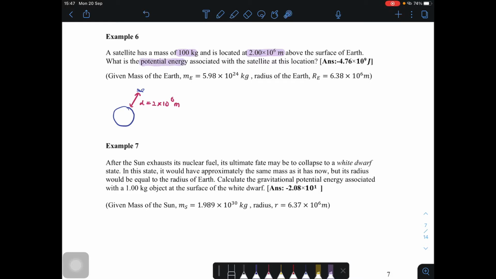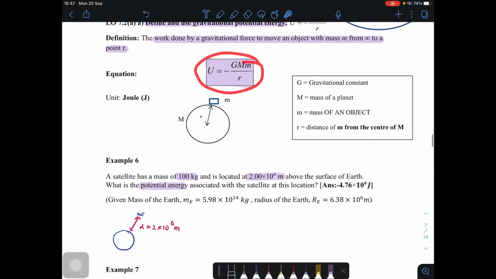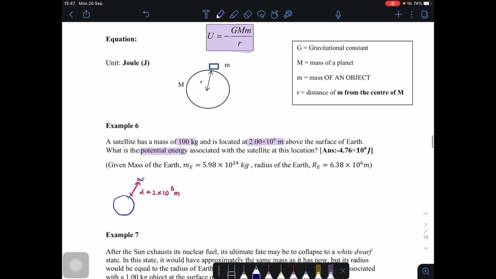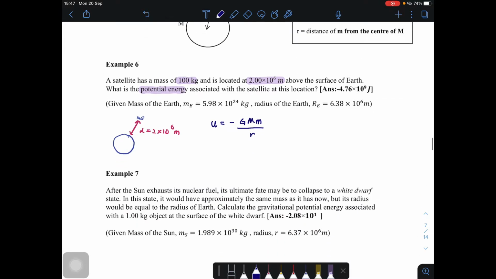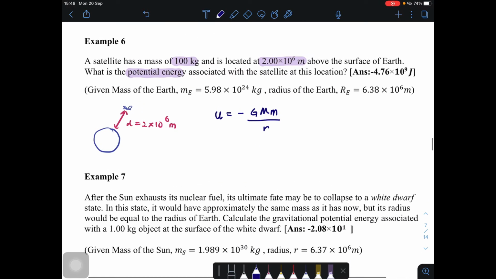Okay, so this one we straight away use this equation of potential energy, U is equal to negative G mm divided by R. Since we have two masses, we have the mass of the Earth and the mass of the satellite. And R here is the distance of the satellite from the center of the Earth. They must be from the center of the Earth.